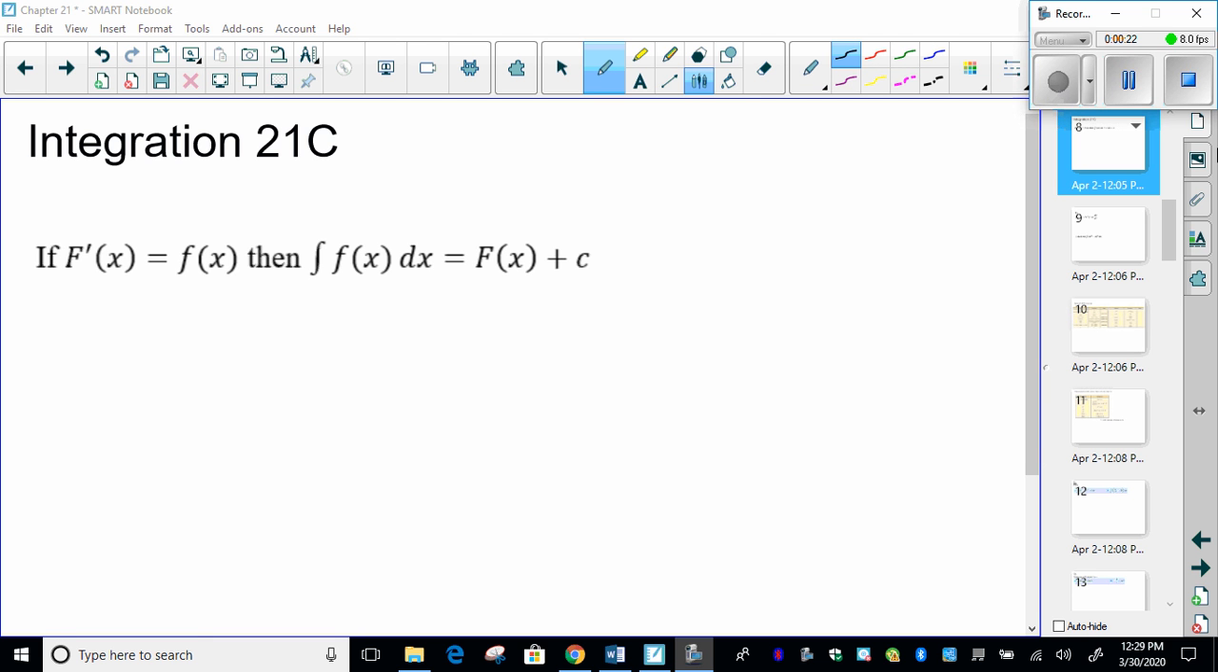So if F prime of x is f of x, so if the derivative of capital F of x is little f of x, then we can integrate little f of x dx, and that's just capital F of x plus that constant term.